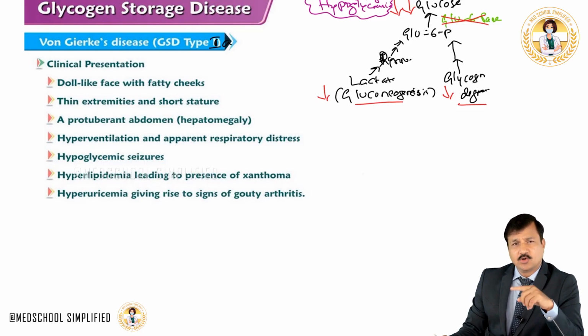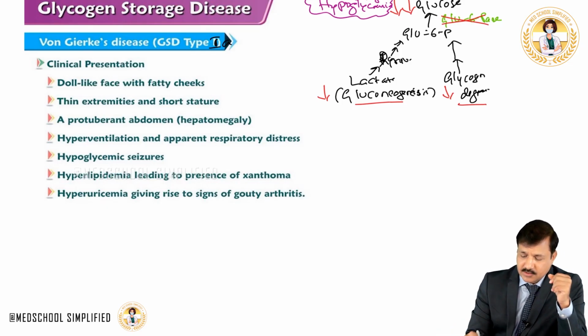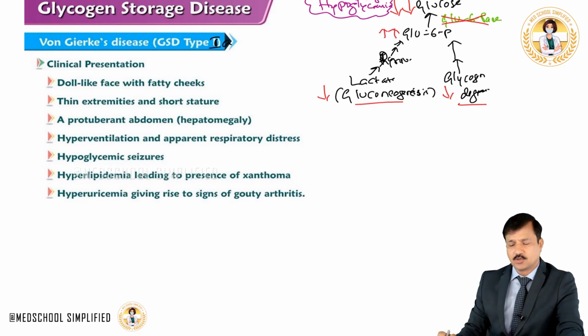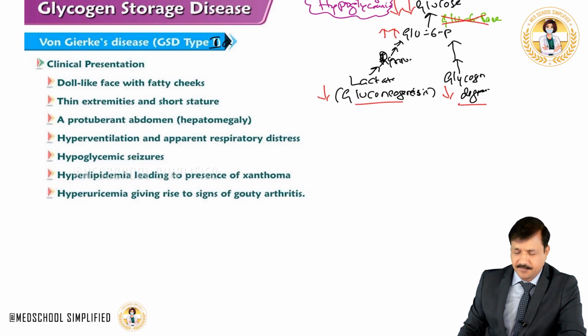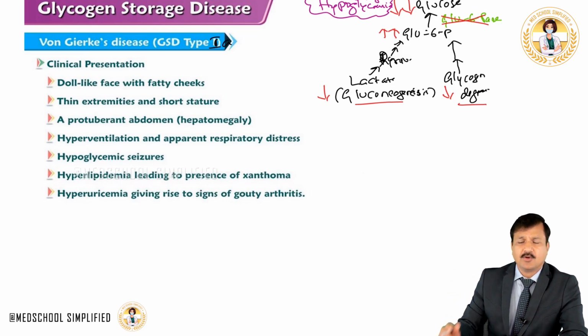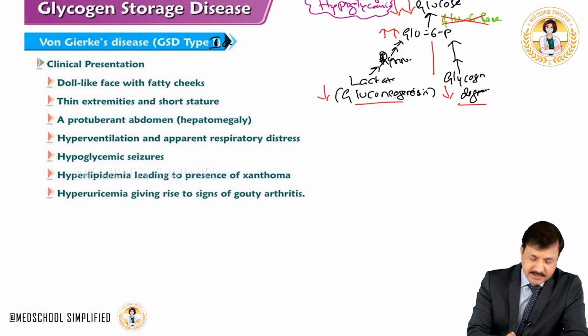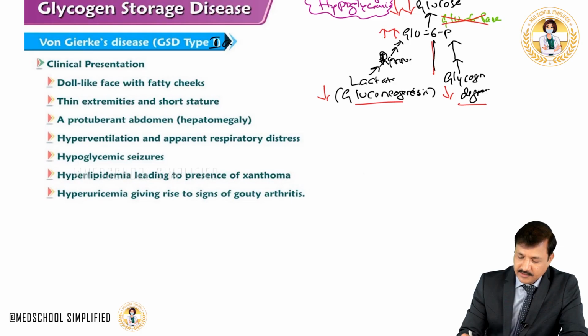Now, because glucose 6-phosphate is not converted into glucose, what will happen? Glucose 6-phosphate simply builds up because it is not going towards glucose formation. This glucose 6-phosphate, which is building up in the cytoplasm, can go into different metabolic pathways. One of the pathways it can go into is glycolysis in the liver.